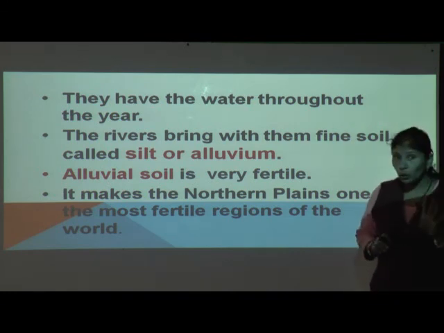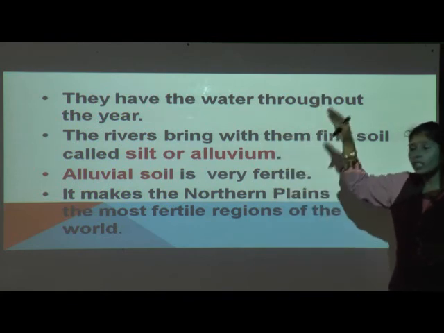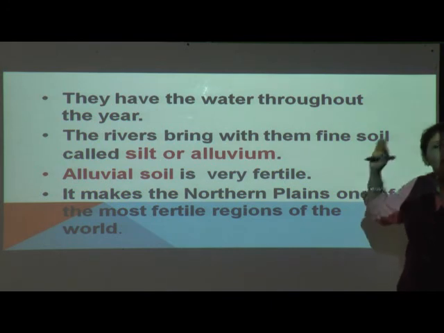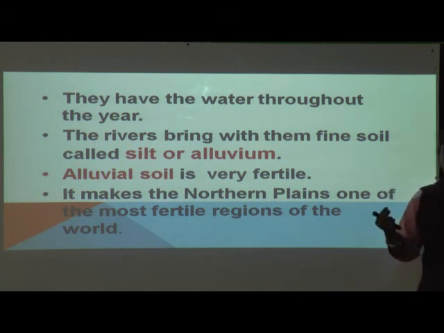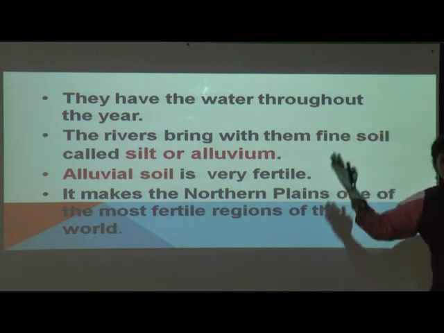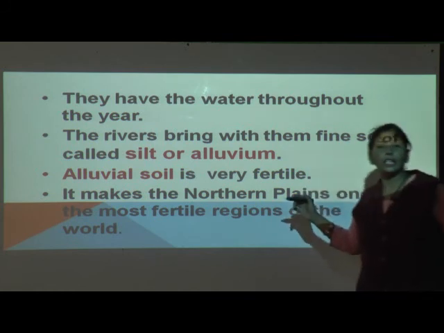Exactly, like that only here the river. When rivers come here, not only water comes, with the water fine soil comes, or fine small rocks also flow with the river and they will come. That is called silt, or we can call it alluvium.